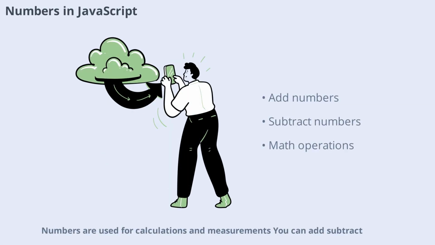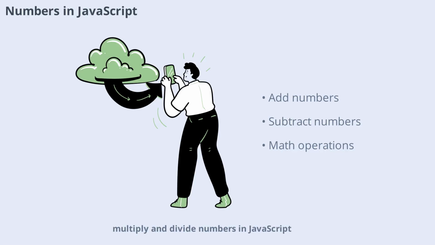Numbers are used for calculations and measurements. You can add, subtract, multiply, and divide numbers in JavaScript. This is useful for everything from simple math to complex algorithms.